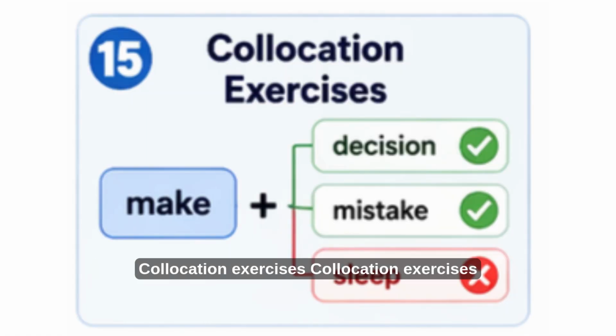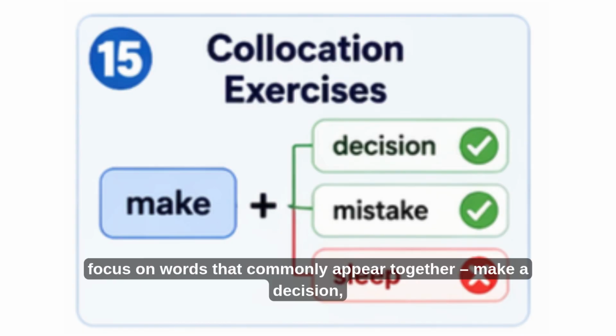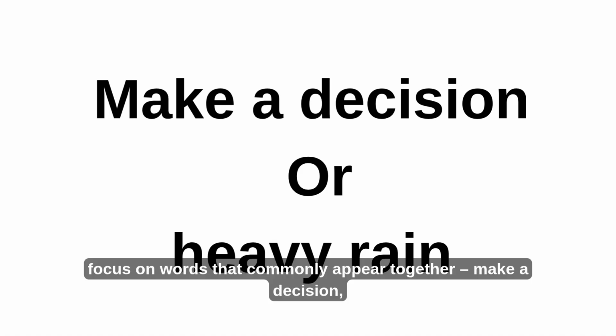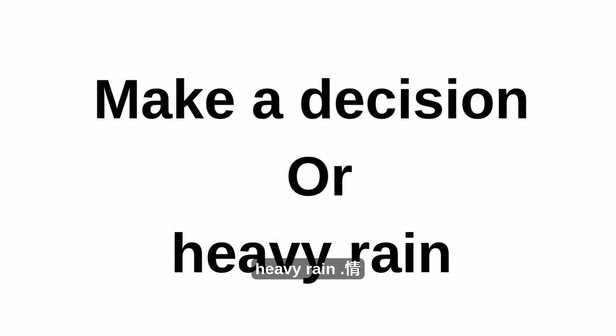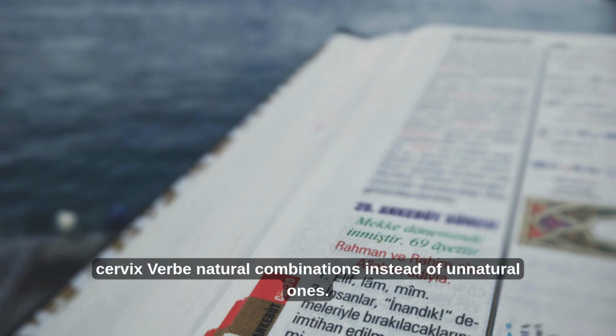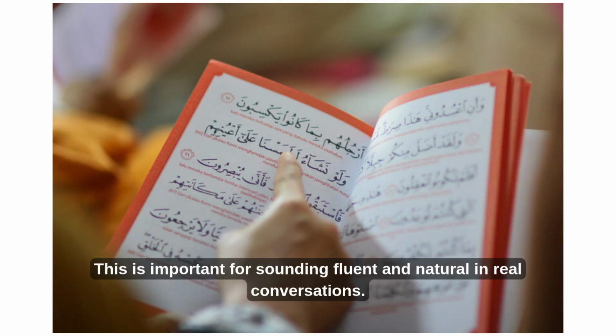Collocation exercises focus on words that commonly appear together, like make a decision or heavy rain. Learners practice choosing natural combinations instead of unnatural ones. This is important for sounding fluent and natural in real conversations.